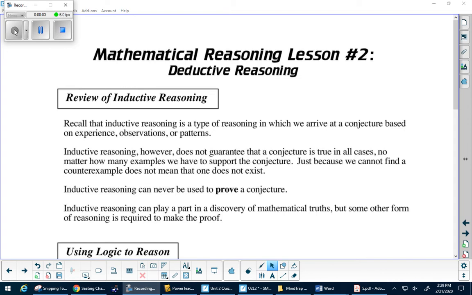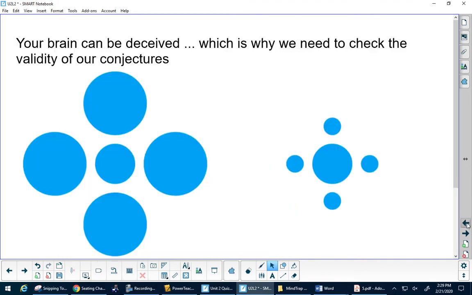Okay, so we are moving on with deductive reasoning. We've already talked about inductive. Now I just want to go back here and we're going to talk about conjectures again. I just want you to look at those two separate shapes up there. You don't have that in your notes. But what do you notice?